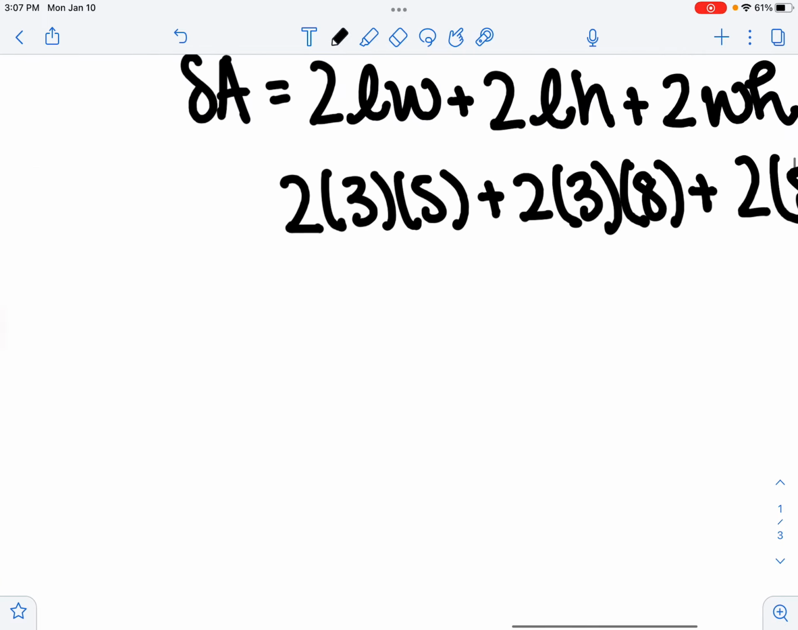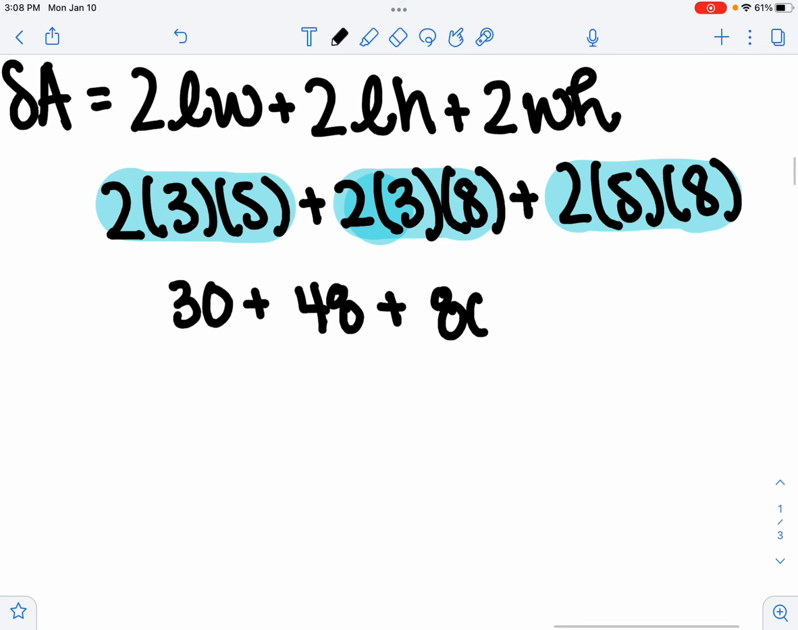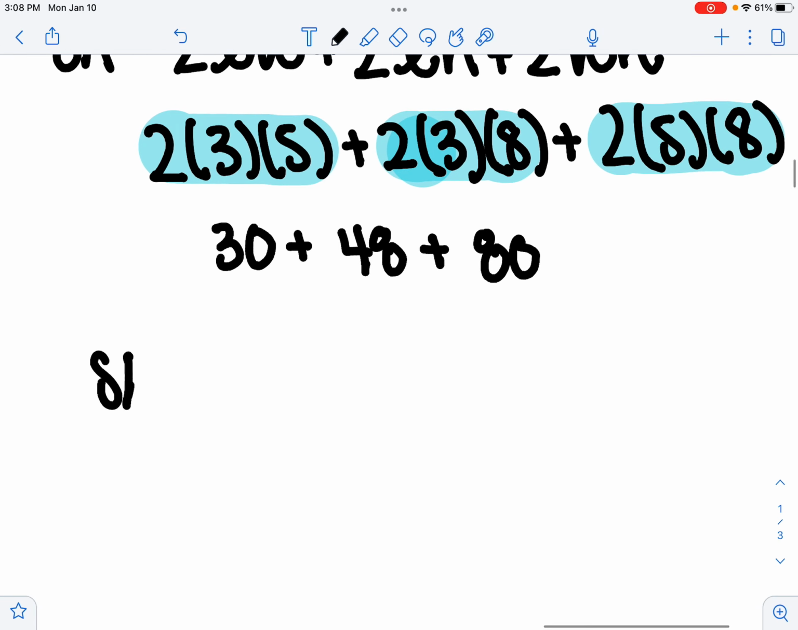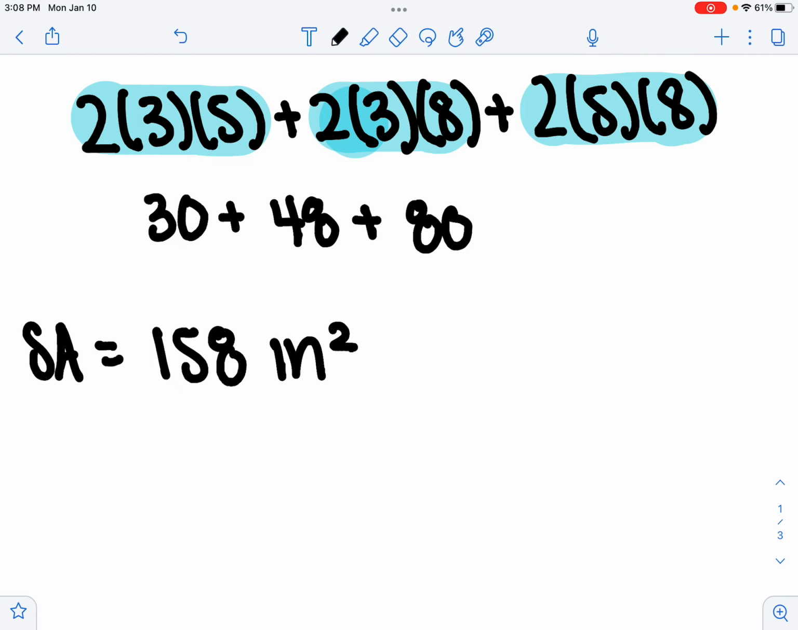All right, multiplying my chunks together. So I'm going to multiply these, and these, and these, to get my 3 numbers. So 2 times 3 times 5 is 30, plus, multiplying 2 times 3 times 8, I get 48, plus 2 times 5 times 8 gives me 80. And now I add those 3 numbers together and I get 158 inches squared. So the rectangular prism is not bad at all.